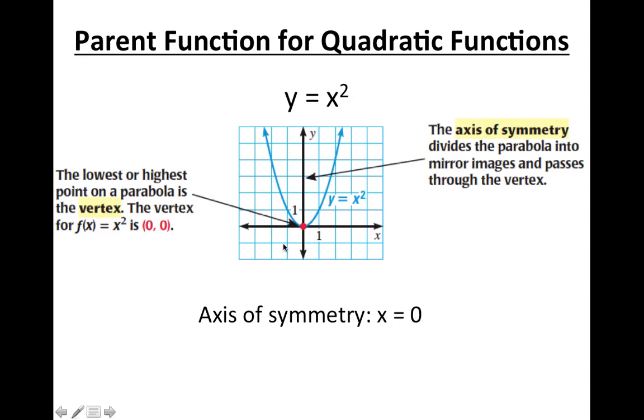And as always, every single function has a parent function. When we talk about quadratic equations or functions, if we're not adding or subtracting anything from our x squared term, we will always start at the point (0, 0), which makes our axis of symmetry x equals 0. Notice it is a line. It's going straight up and down, so it goes through our x-axis. And it is always the x value of your vertex.